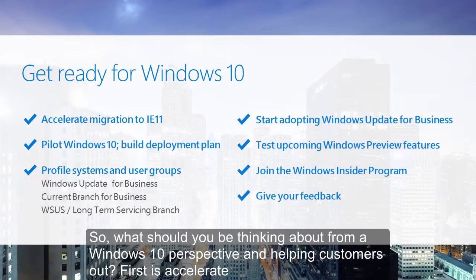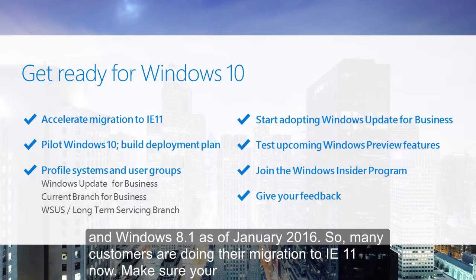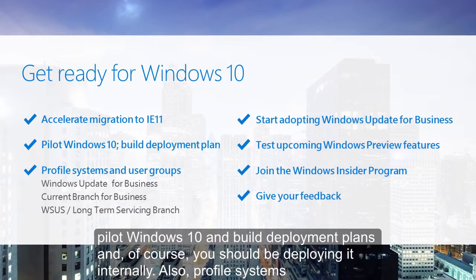So what should you be thinking about from a Windows 10 perspective in helping customers out? First is to accelerate their migration to IE 11. As you've probably heard, IE goes end of life for all versions outside of IE 11 on Windows 7 and Windows 8.1 as of January 2016. So many customers are doing their migration to IE 11 now. Make sure your customers are migrating and help them speed that along to meet the end of support deadline. Of course, help them pilot Windows 10 and build deployment plans, and you should be deploying it internally.